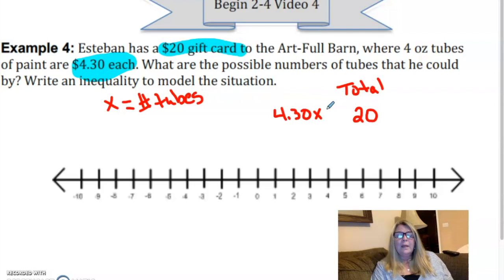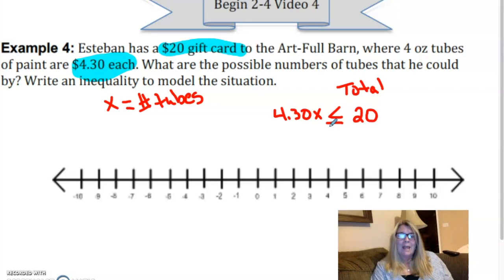Okay? Now, here's how we're calculating it. This is how we're getting our cost, $4.30 for every tube of paint. And we only have $20 to spend. Can we spend more than $20 when we put this together? When we calculate this, can it be greater than $20? No, because you don't have more than $20. It has to be less than $20. But could it be equal to $20? Yes, you have $20 to spend. So it could be equal to $20. So here's our inequality symbol. Here's our inequality that models this situation.